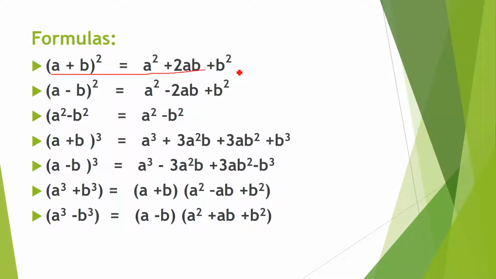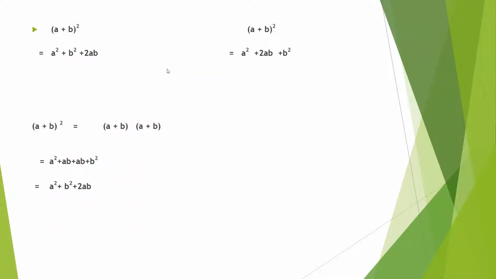So in lesson number 1 we will discuss only the first formula, which is (a plus b) whole square equal to a square plus 2ab plus b square. We will discuss how to expand this formula, and after that we will do some questions. We will solve some questions. So the formula is (a plus b) whole square, right?